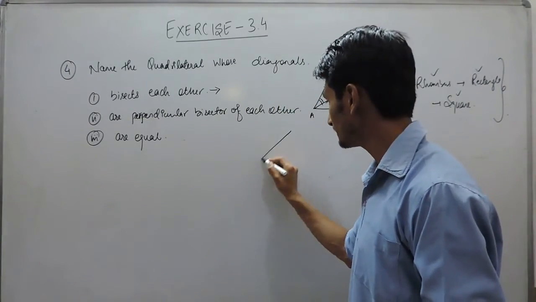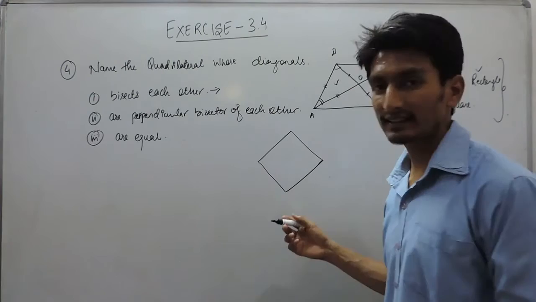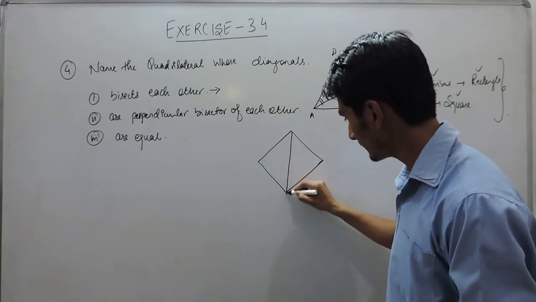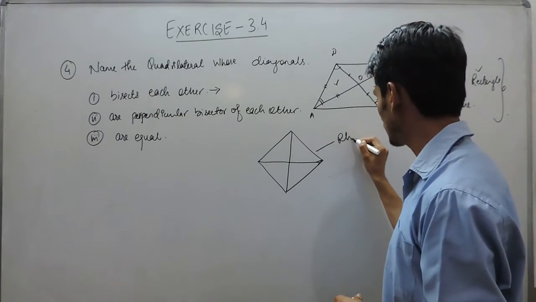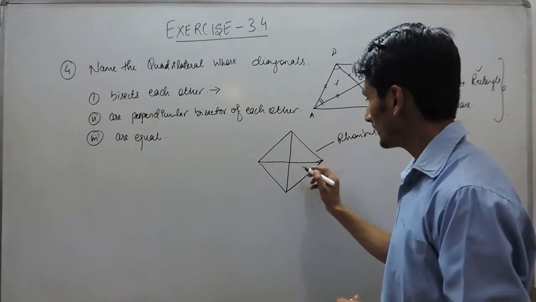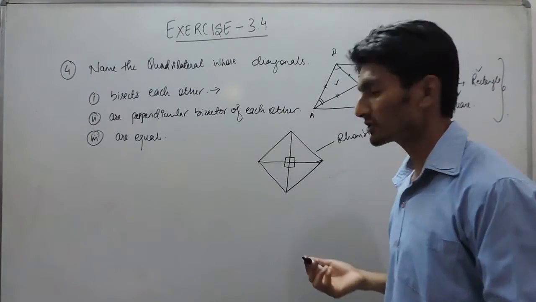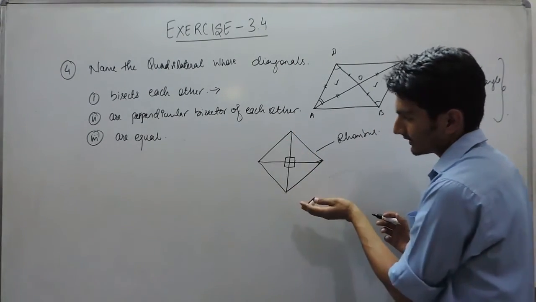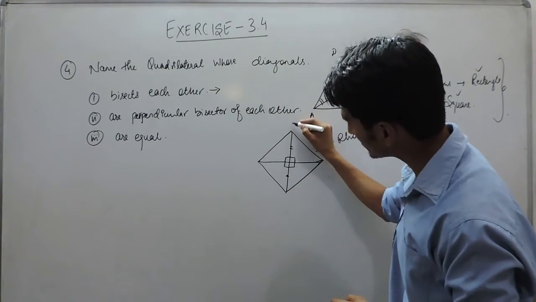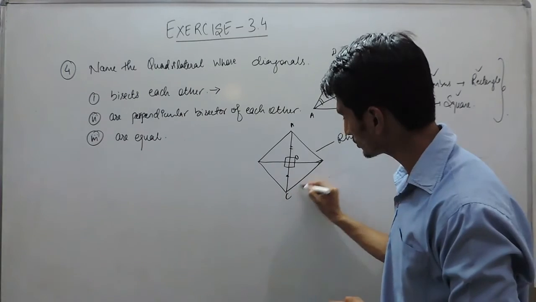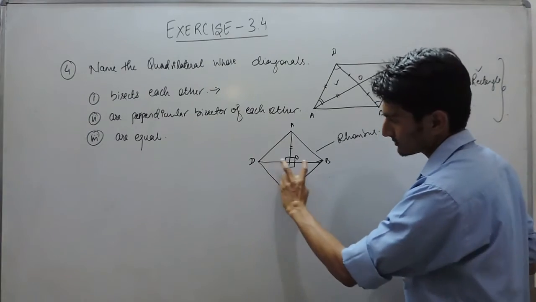The first quadrilateral whose diagonals bisect each other perpendicularly is a rhombus. This and this, first of all, must be 90, means this diagonal must be perpendicular to this, and they also bisect each other, means the value of AO must be equal to OC. This value must be equal to this, and this must be equal to this.